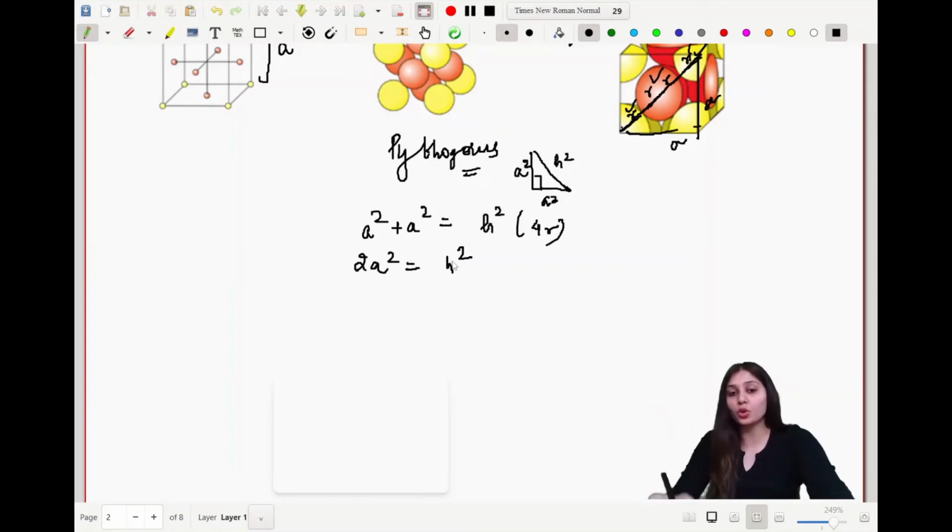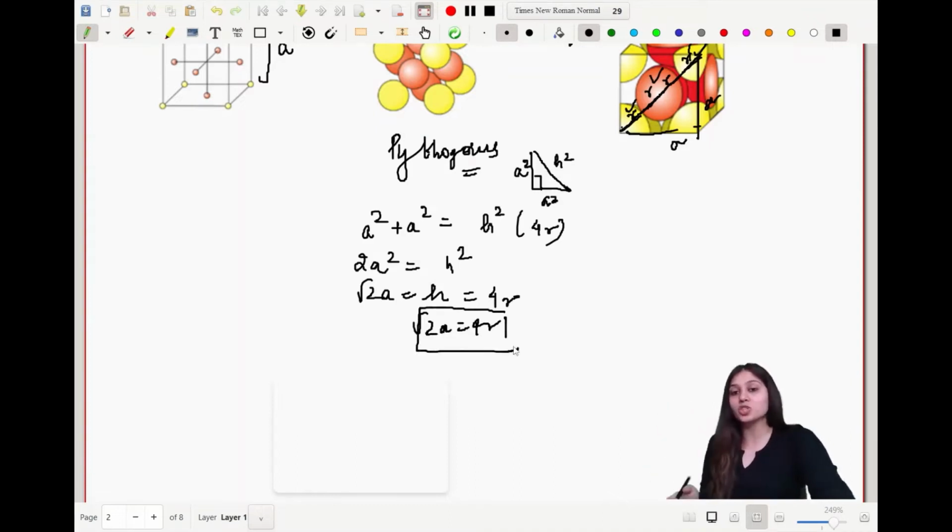We'll just do the root on both sides. We get under root 2a is equal to the hypotenuse, which is equal to 4r, which we already know. Now this under root 2a is equal to 4r is the relationship which we were actually looking for, and now we have the relationship between r and a, and we can apply this into a formula.